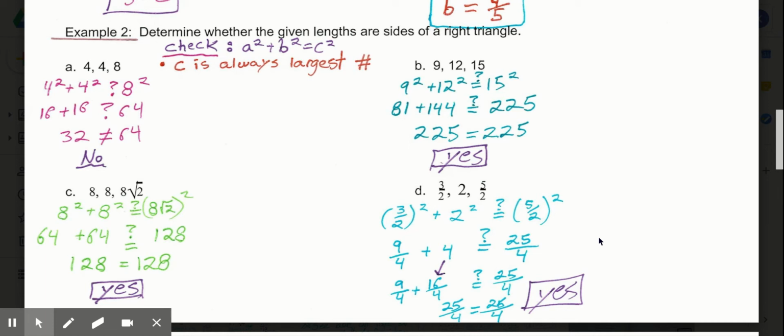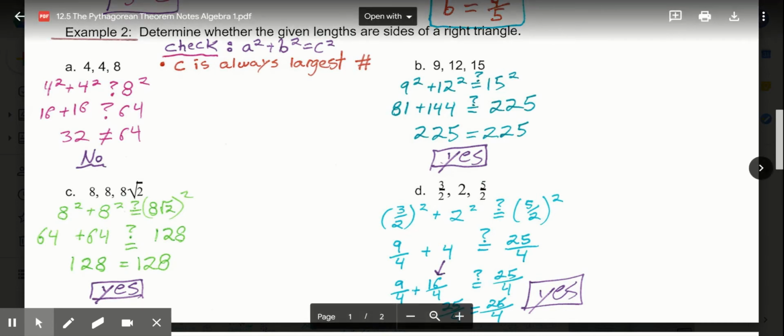What we want to do is simply check, does a squared plus b squared equal c squared? We need to keep in mind that c is always the largest number. In part A, 4 squared plus 4 squared, we're checking, does that equal 8 squared? 16 plus 16 is 32. 32 does not equal 64. So no, that is not a right triangle.